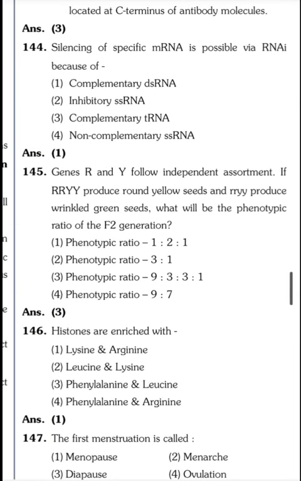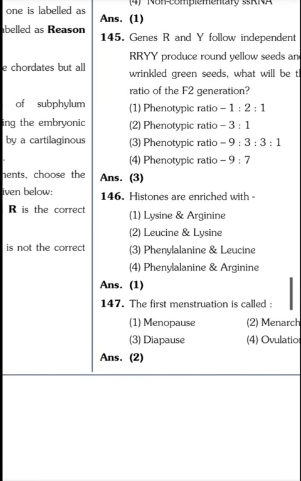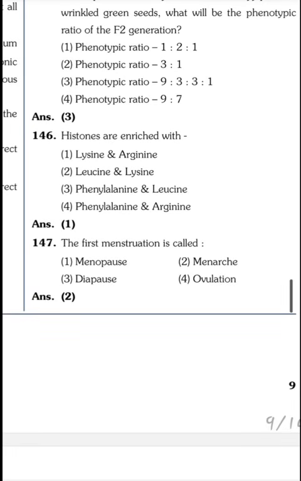Genes R and Y follow independent assortment. If capital RRYY produces round yellow seeds and small rryy produces wrinkled green seeds, what will be the phenotypic ratio? It is going to be 9:3:3:1. Phenotypic means external appearance. Genotypic is genetic makeup. So you can remember it as 1:2:1, 2:4:2, 1:2:1. I might have told you in the class. So the phenotypic ratio is 9:3:3:1. Histones are enriched with lysine and arginine.